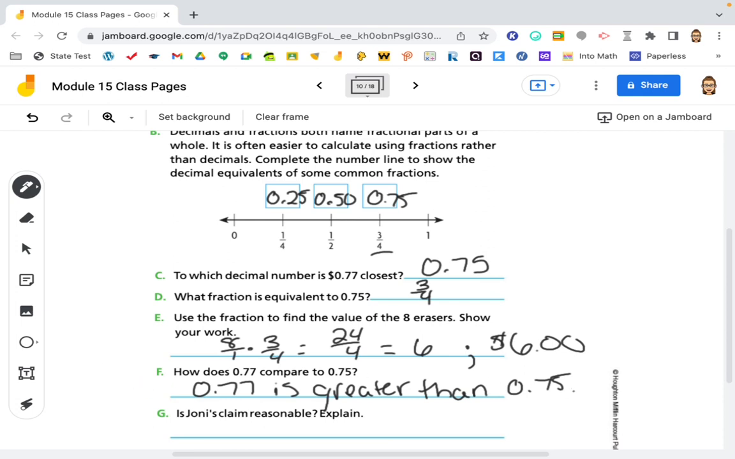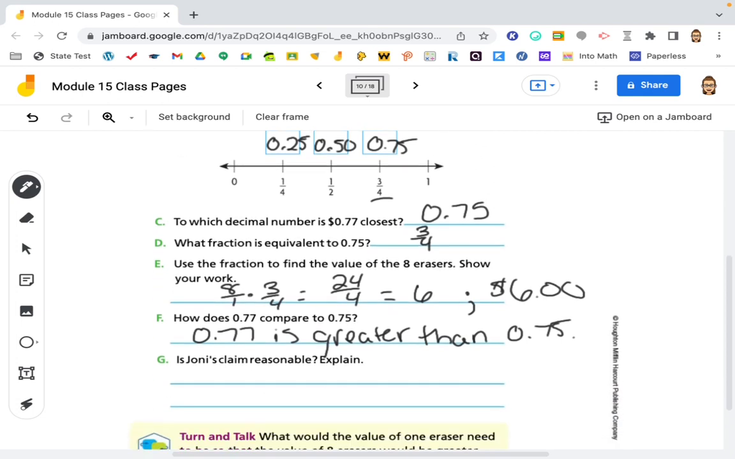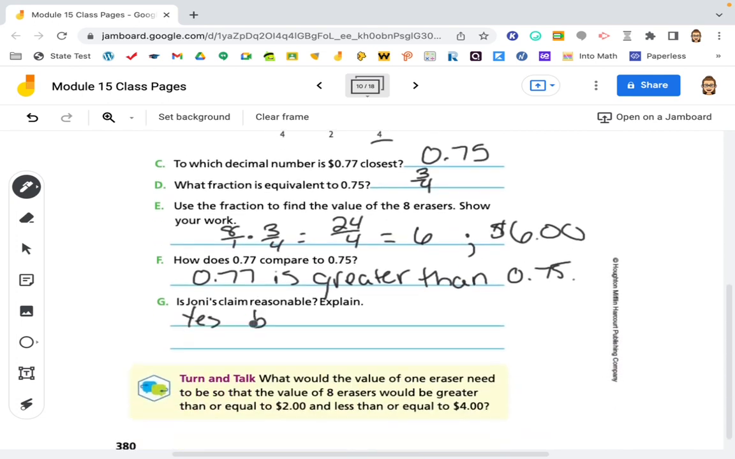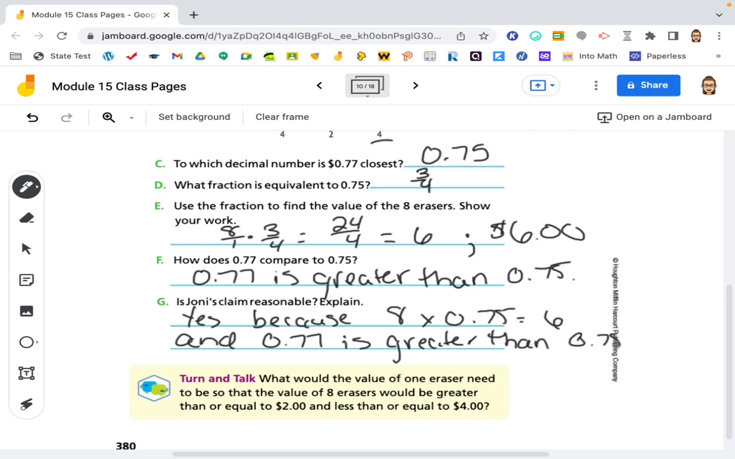So is Joni's claim reasonable? We're going to say yes, because 8 times 75 hundredths equals 6, and 77 hundredths is greater than 75 hundredths. So 8 times 77 hundredths has to be greater than 6.